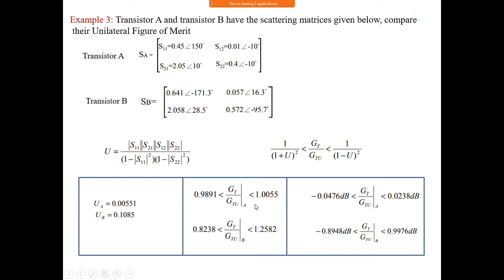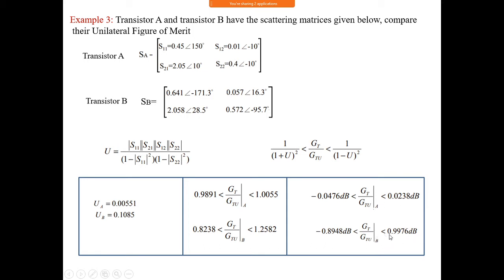Next, you calculate the error in ratio. This is in ratio, and in decibels it is this. Transistor B has this one. See, GT by GTU is lesser than this value, so you can use the unilateral figure of merit. You can use the unilateral design equations.